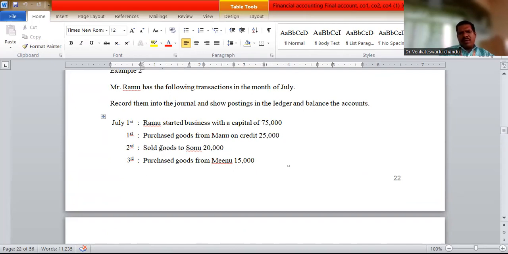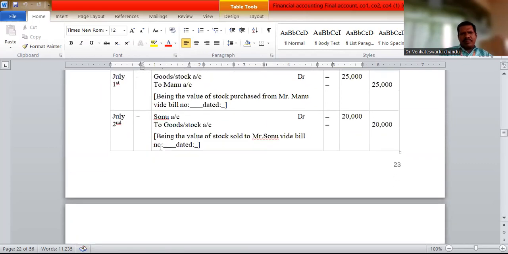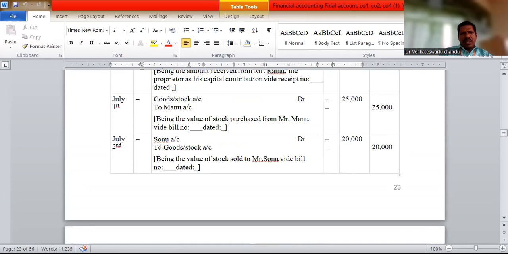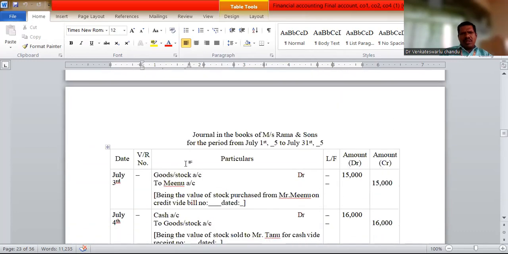According to the real account, whenever we sell something, debit what comes in, credit what goes out. So here, goods is the credit side. The entry is Sonu account debit to goods or stock. Sonu is the person, the receiver, so debit the receiver. Stock is leaving our company, being the value of stock sold to Mr. Sonu at bill. Now in the ledger accounts, Sonu and goods, let's see.